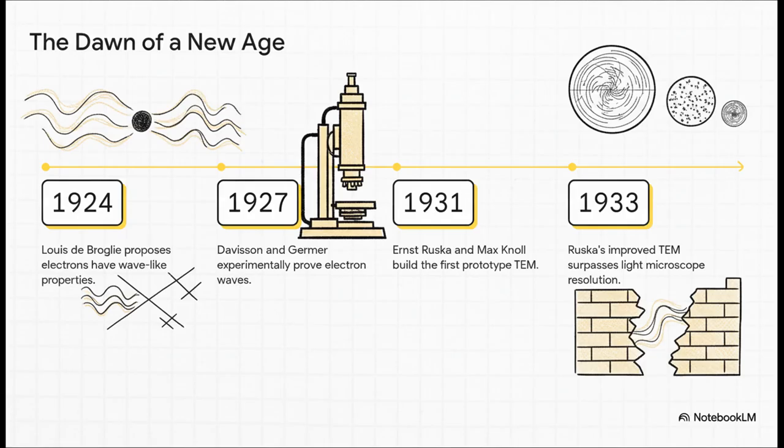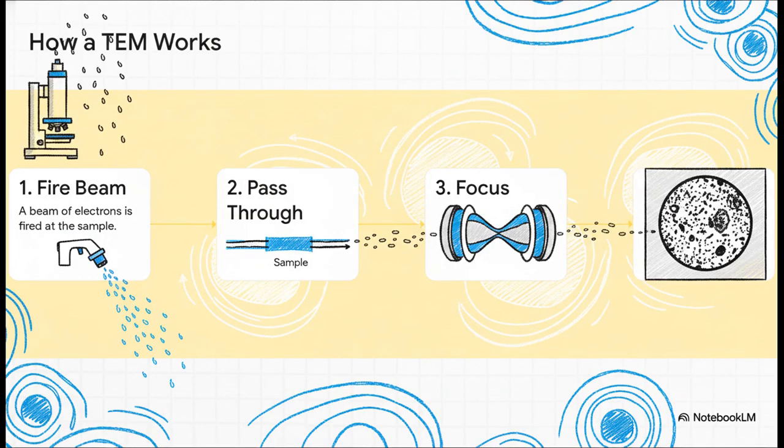And by 1933, less than a decade after the idea, Ernst Ruska had built a working microscope that smashed right through that old wall of light. The very first version was called the Transmission Electron Microscope, or TEM. So how does this thing work?